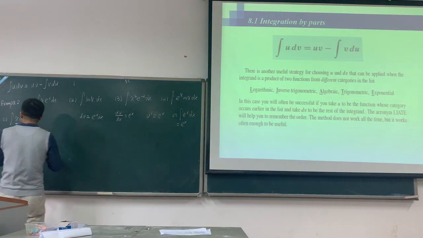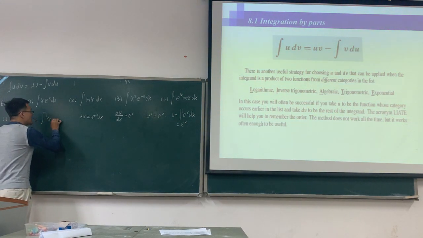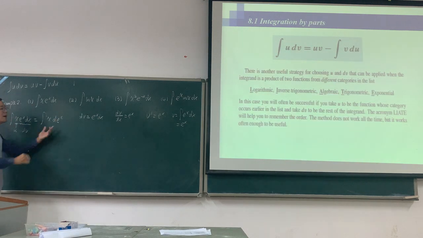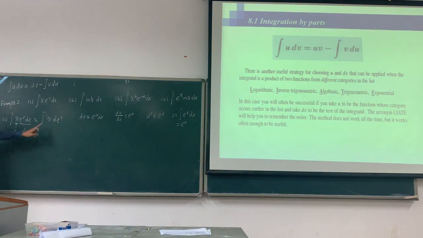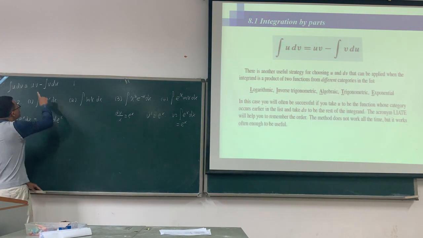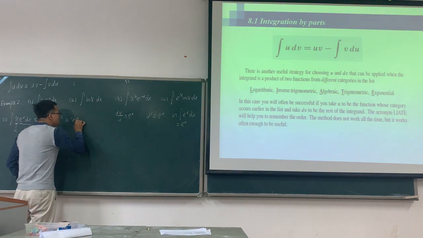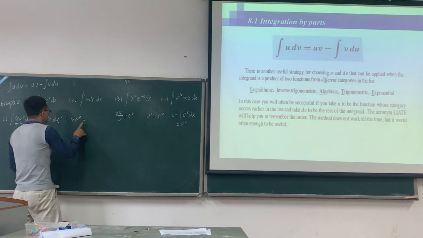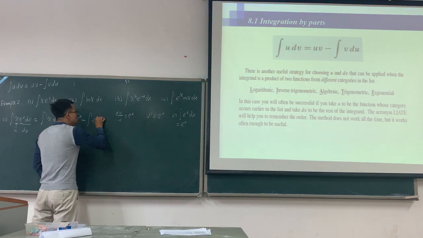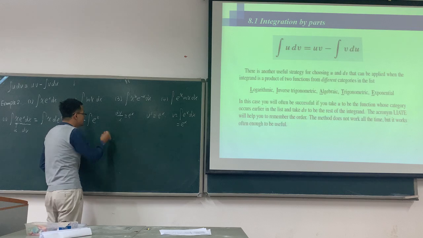So here we can see this is x and dx. Here is u, here is v. We use this formula, so this equals u times v minus the integral of v du. Here v is e to the x, u is x, so du is dx.